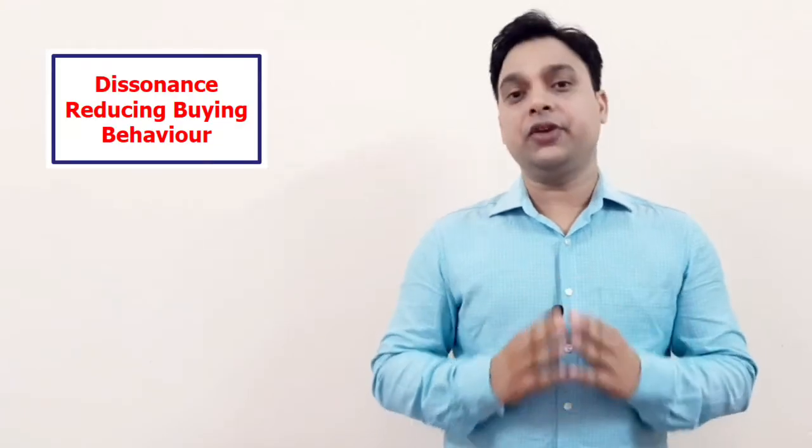Here, information search is not extensive and decision-making process is relatively faster. In this type of buying behavior, consumers purchase different brands in order to seek different taste, variety, and experience. Purchase of a pair of jeans, lipsticks, wafers, sunglasses, cookies are some of the examples of this type of consumer buying behavior. The next one is dissonance reducing buying behavior.